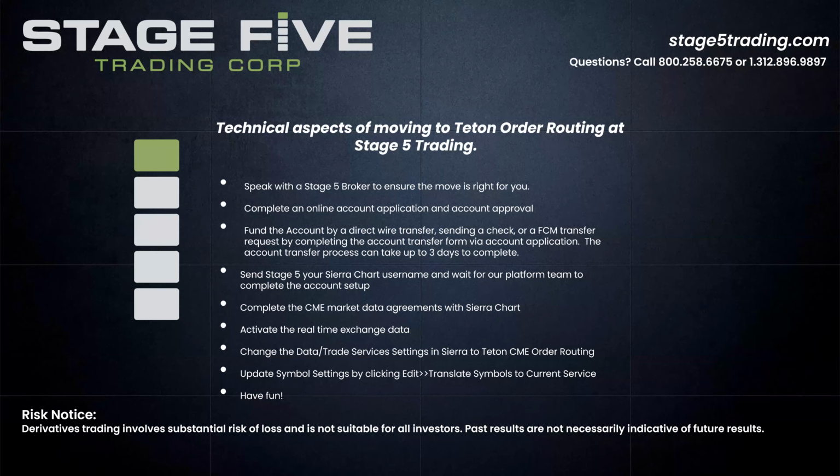You can send a check, or you can complete an FCM transfer request. This is an account transfer form that's in the account application, which our team will send over to the other FCM that your account's currently at, asking for the transfer. It does take about 3 days to complete this process, where the direct wire transfer would probably just be 1 day. So I'd recommend the wire transfer, but if you're uncomfortable talking to your broker about the account move, you can fill out the account transfer form.